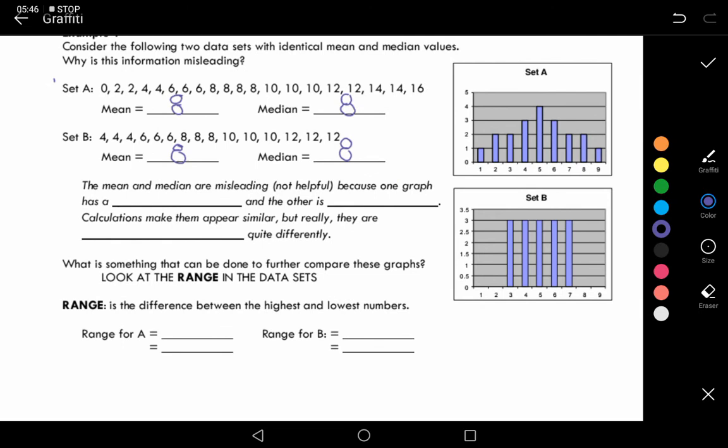So why is this information misleading? And we can see those graphs on the side here as well, right? So it tells us the mean and median are misleading, which means they're not helpful, right? If they're leading us the wrong direction, that's not going to be helpful. And the reason for that is because one graph has a bell curve and the other is uniform.